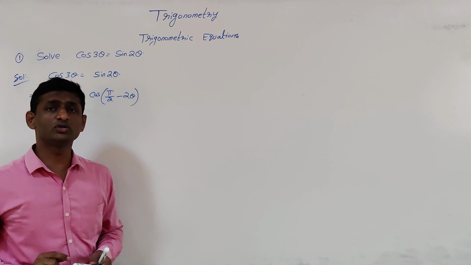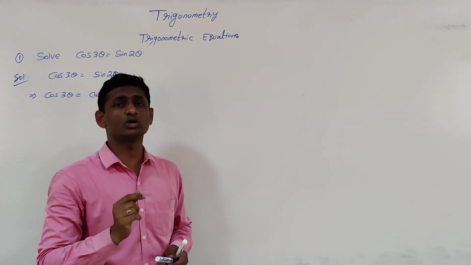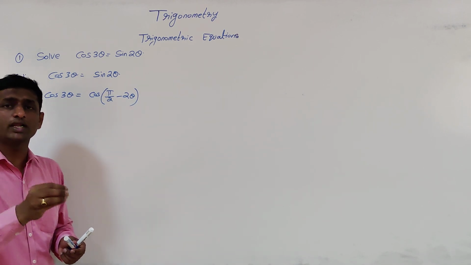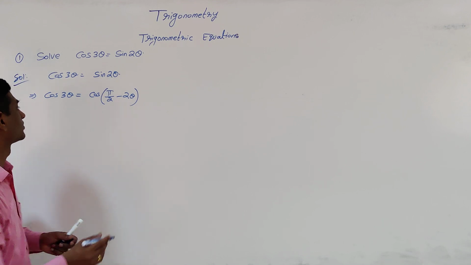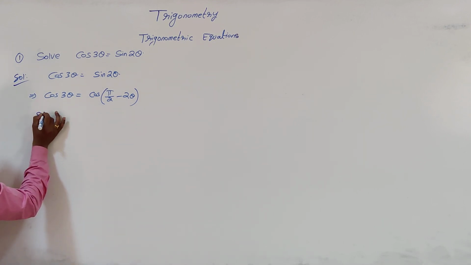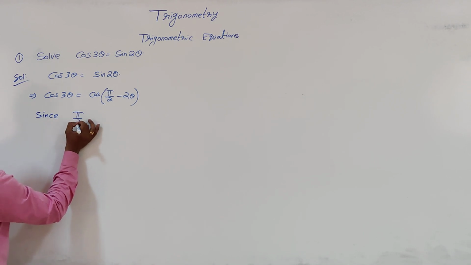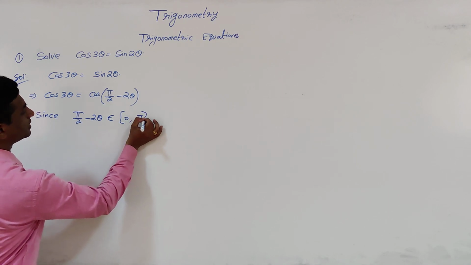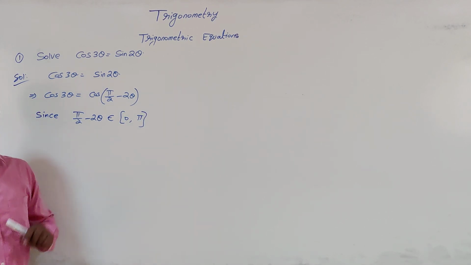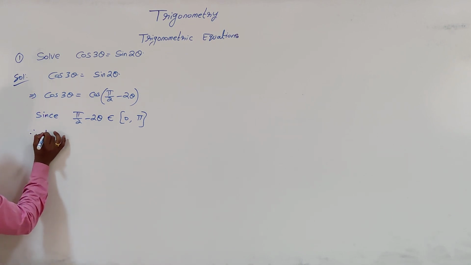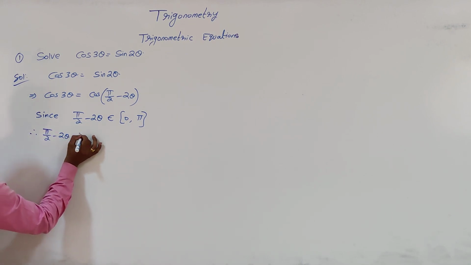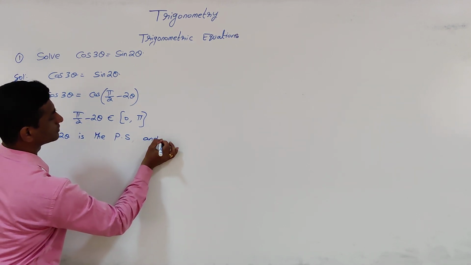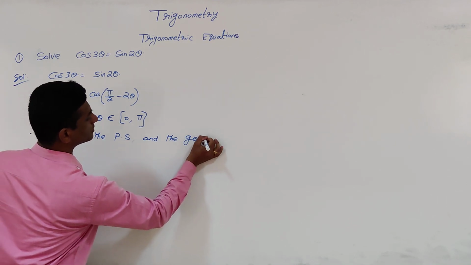But this alpha should lie, for cos, in between 0 comma pi. So 90 minus some angle is also an angle which lies between 0 to pi by 2. Since pi by 2 minus 2 theta is an angle belonging to the closed interval 0 comma pi, we can treat this as the principal solution. So therefore pi by 2 minus 2 theta is the principal solution.